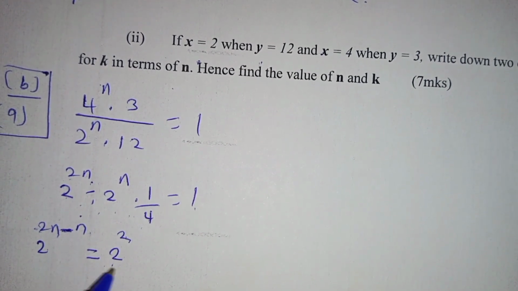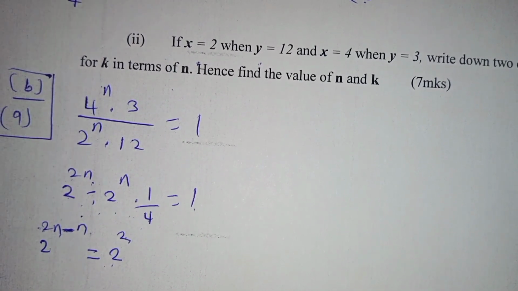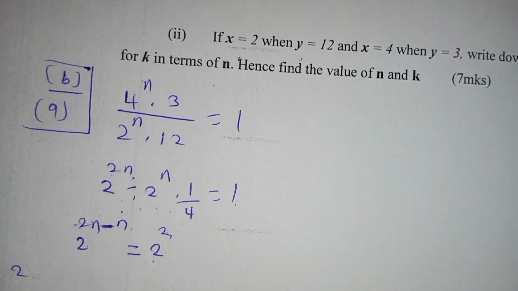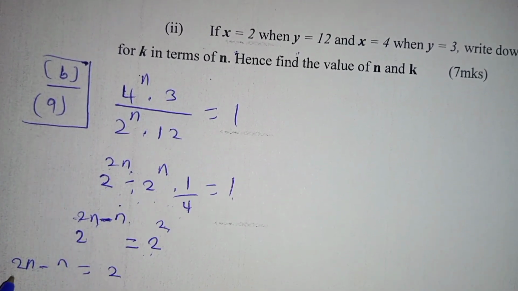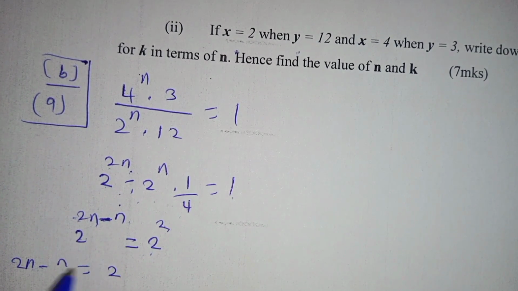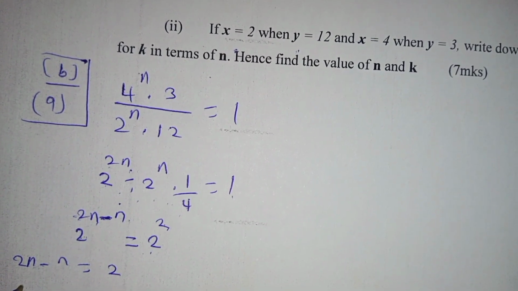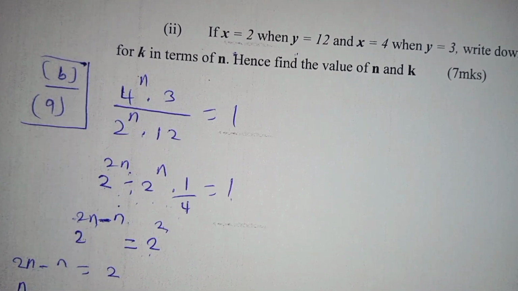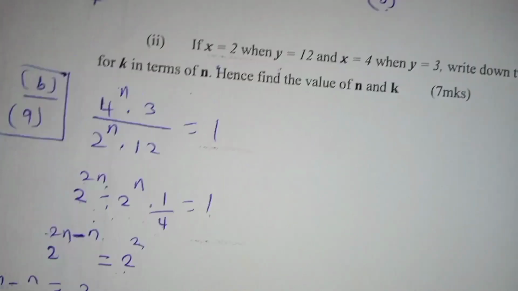Then when the bases here are equal, we equate the index. We shall have 2n minus n is equal to 2. So 2n minus n will give you n, which is equal to 2. So our value of n is 2.